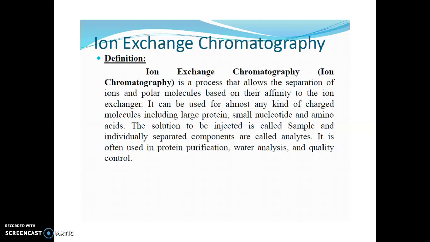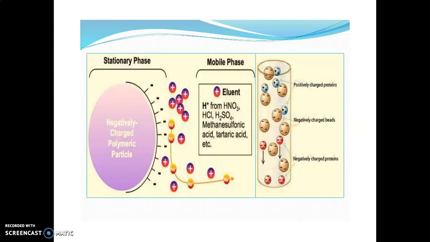Then ion exchange chromatography. Adsorption, partition, and next is ion exchange. Ion exchange chromatography is the process that allows the separation of ions and polar molecules based on their affinity to the ion exchangers. It can be used for almost any kind of charged molecule, including large proteins, small nucleotides, and amino acids. The solution to be injected, we can say the sample, and the individually separated components are called analytes. It is often used in protein purification. Particularly, this technique is used for protein purification, water analysis, and quality control departments.